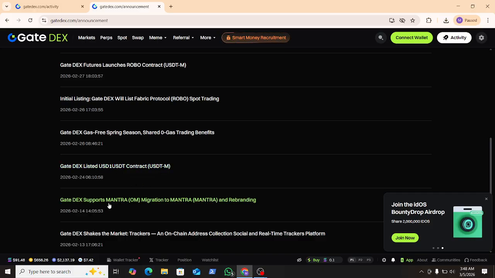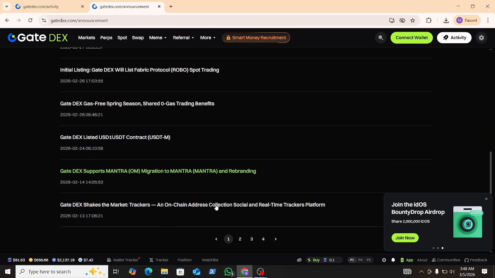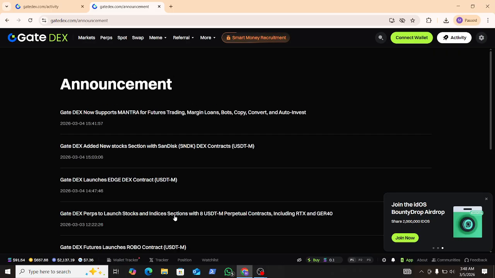KTX spot Mantra: OM migration to Mantra and rebranding. KTX shape to market tracker and on-chain address collection and real-time tracker platform.